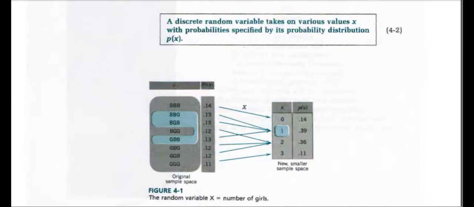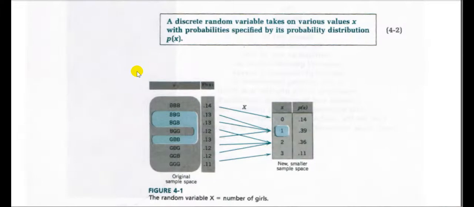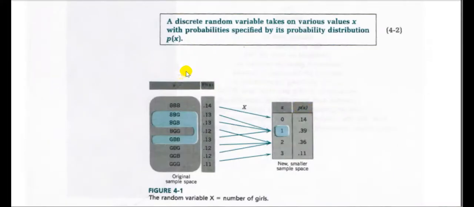Okay. So he says here that thus, for example, the event of exactly one girl, that is X equals 1, consists of the three outcomes, each having probability 0.13, hence its probability is this. So that was this calculation here. 0.13 plus 0.13 plus 0.13 gives you 0.39. Similarly, the probabilities of the other events are computed. Thus, we get the probability distribution of X shown at the right. So this is called the probability distribution of this random variable.